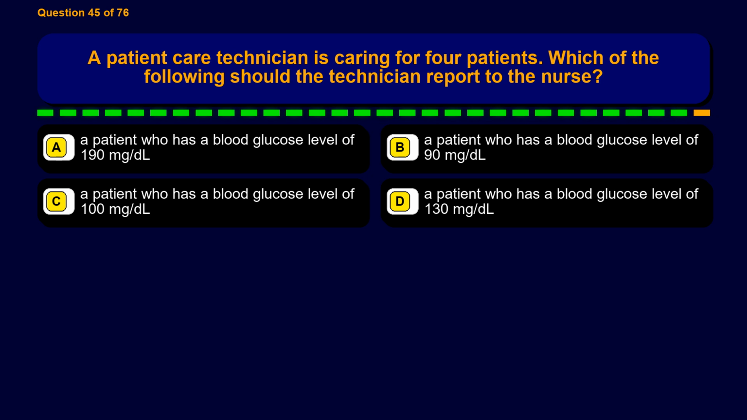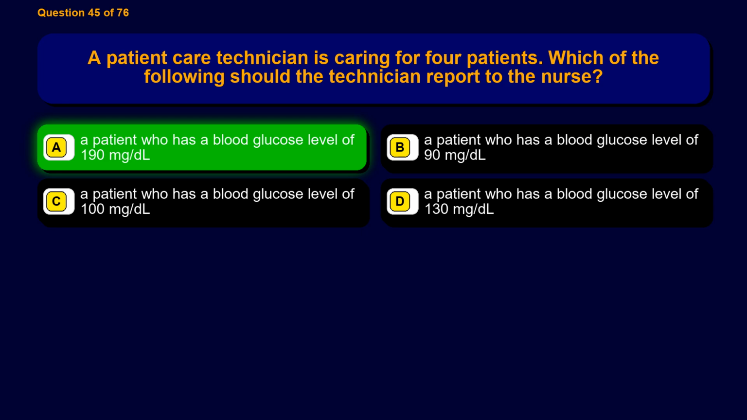Question 45. A patient care technician is caring for 4 patients. Which of the following should the technician report to the nurse? Option A. A patient who has a blood glucose level of 190 mg/dL. Option B. A patient who has a blood glucose level of 90 mg/dL. Option C. A patient who has a blood glucose level of 100 mg/dL. Option D. A patient who has a blood glucose level of 130 mg/dL.